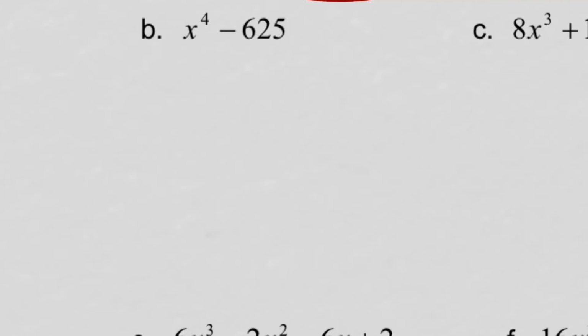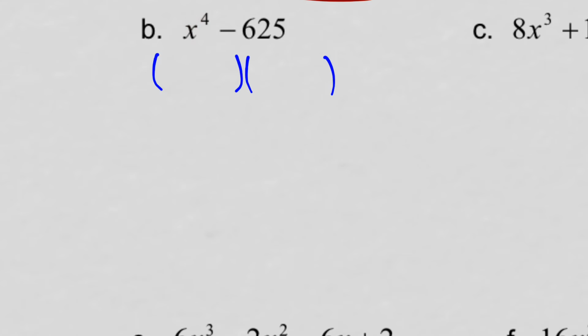Alright, B, x to the 4th minus 625. At first glance, you think, well, they have nothing in common. But they actually do. x to the 4th minus 625, they're both perfect squares. So I actually can use the difference. Notice that there's a subtraction sign. So we can use the difference of two squares to break it apart.